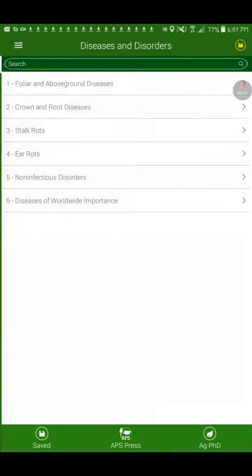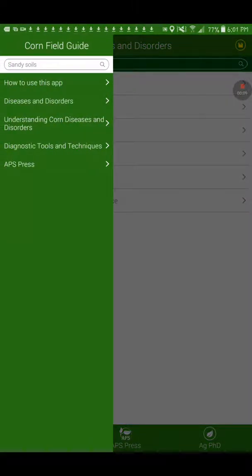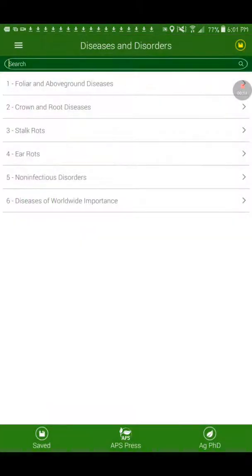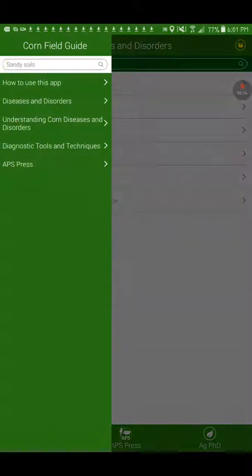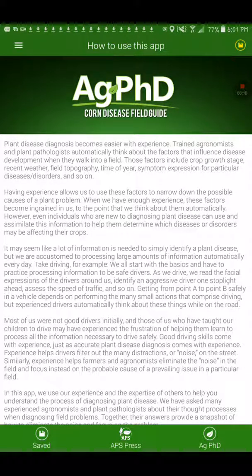So, now I believe this one is called Corn Field Guide. Yes. So, let's look at how to use this app. Corn Disease Field Guide. Plant disease diagnosis becomes easier with experience.